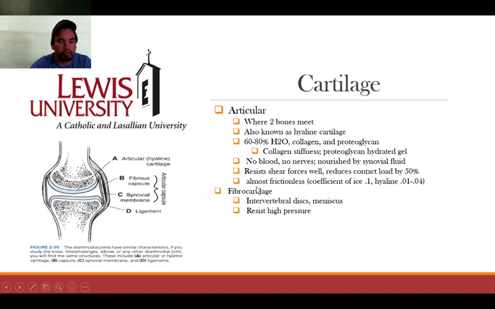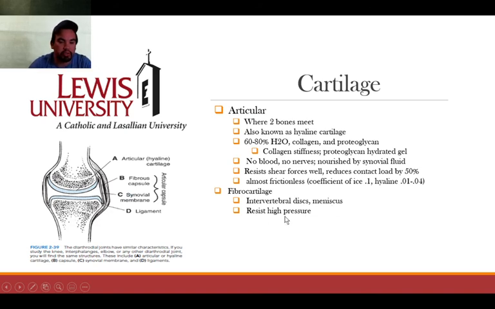It's almost a frictionless material. So the friction coefficient of ice, if you think of ice, walking on ice, it's very difficult, right? It's 0.1. For hyaline cartilage, it's 0.01. Okay, so it's even less. So it's so frictionless, so smooth. We say it's like glass because that's the best thing that we can think of, but it's actually slicker than glass.